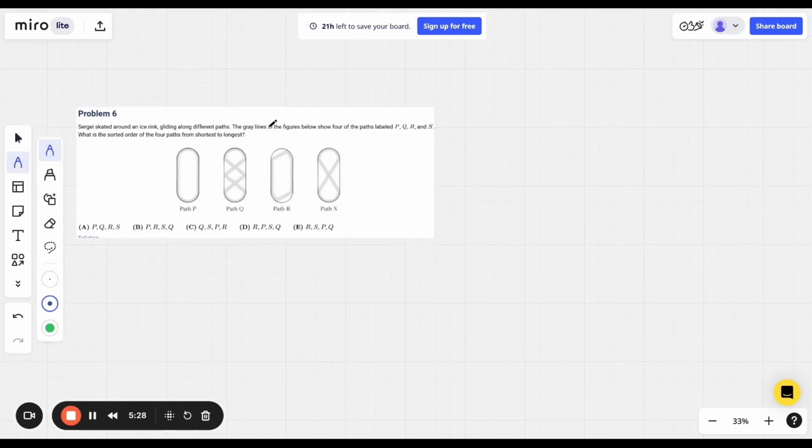Sergey is skating around an ice rink, flying along different paths. Three lines in the field show four paths labeled P, Q, R, S. What is the sorted order of the four paths from longest to shortest?